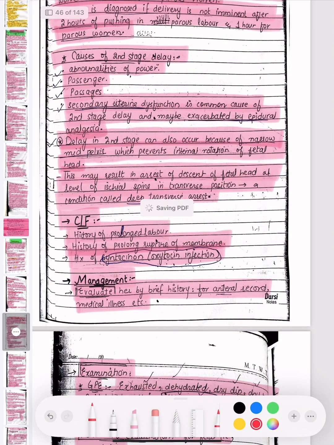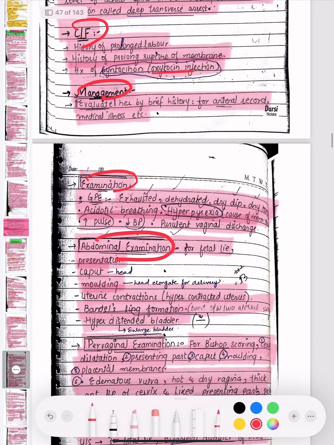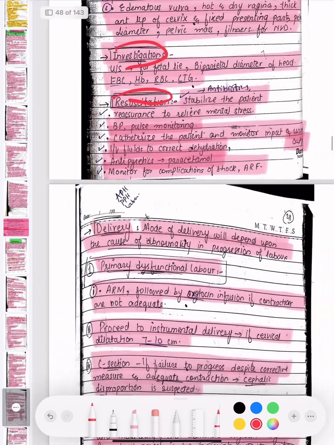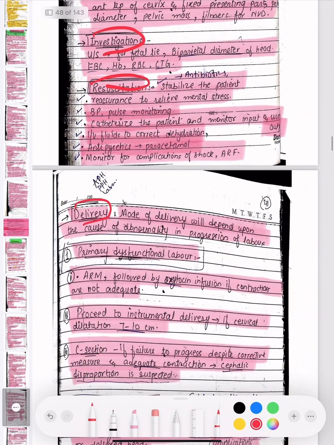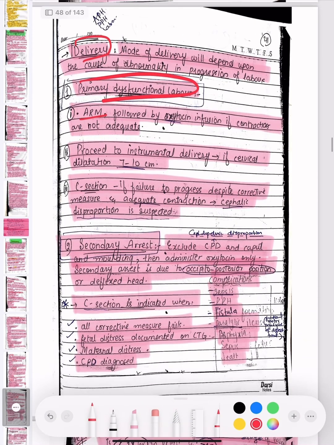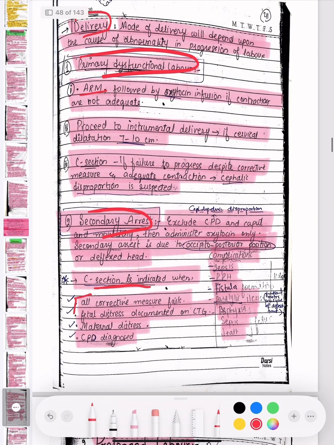Okay, for poor progress in the second stage of labor, we have the following clinical features, and we will provide the following management options. In the clinical features, there will be a history of prolonged labor, history of prolonged rupture of membrane, and history of oxytocin injection. Now after management, examination, abdominal examination, per vaginal examination, then investigation and resuscitation is done, and then delivery is supported. For primary dysfunctional labor, artificial rupture of membrane is done.